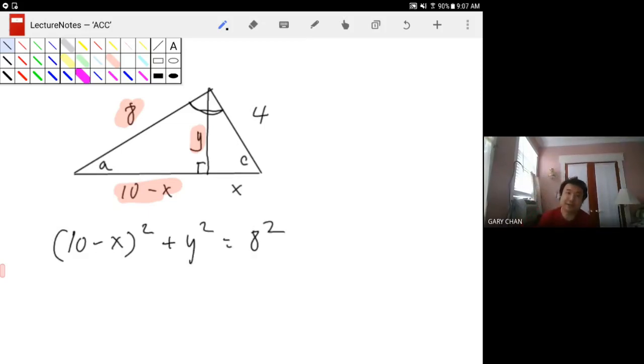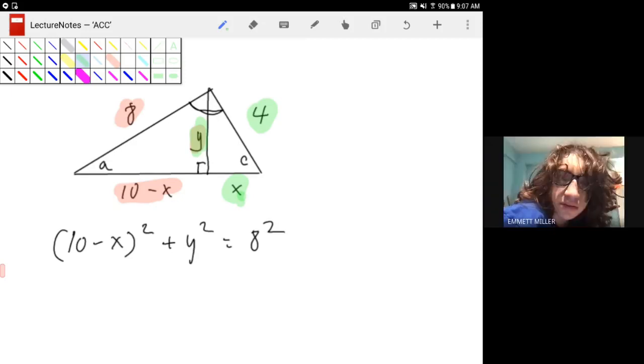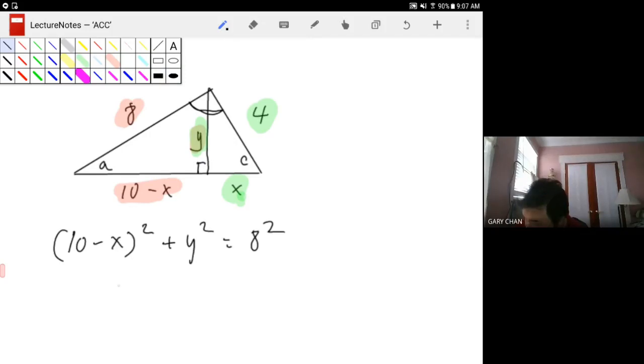Looking at this right now, this equation is not particularly helpful because there are two unknowns here. Anytime you have two unknowns, we don't have enough information to solve. Lucky for us, we have another piece of information over here, and that's y, x, and 4. How do they relate? X squared plus y squared equals 4 squared. Yeah.